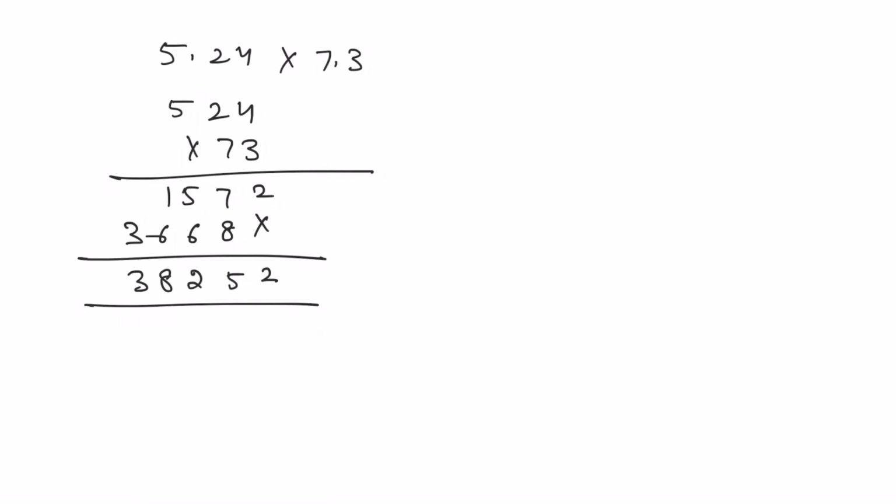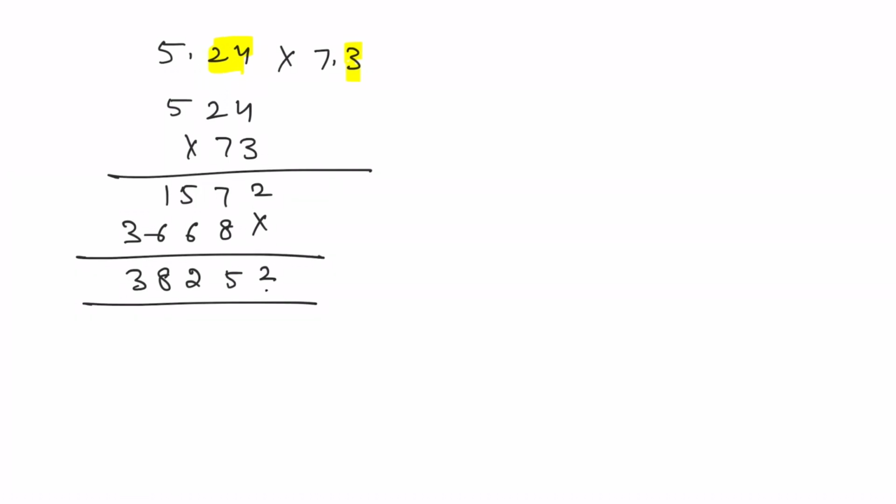As we can see, there are 2 digits after the decimal here and 1 digit here. There are 3 digits in total after the decimal. Then in the answer we will put a 3-digit decimal. We will count 3 digits, 1, 2, 3, and we will put the decimal here. This is the answer. You have no need to consider the decimal anywhere. We will multiply it simply, and you will put the decimal in the answer by counting the digits after the decimals.